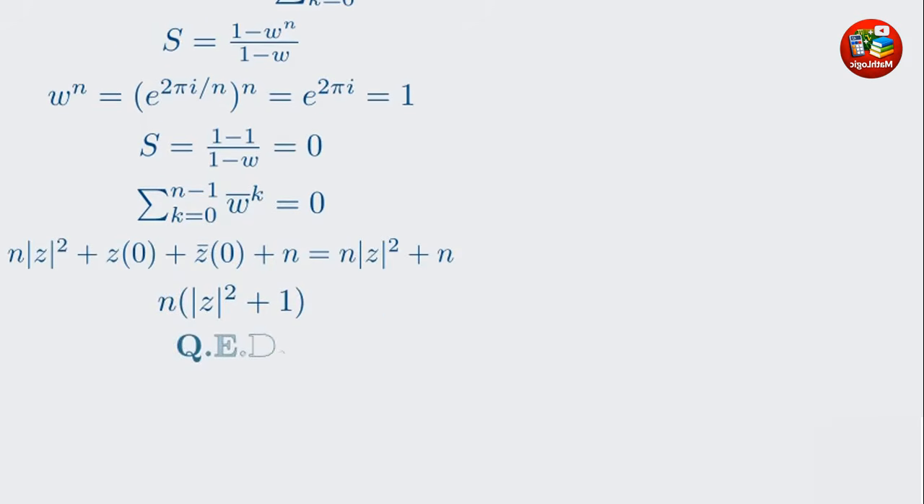And there we have it. By expanding the squared magnitude and using the properties of the roots of unity, we successfully proved the identity from the Cambridge exam.